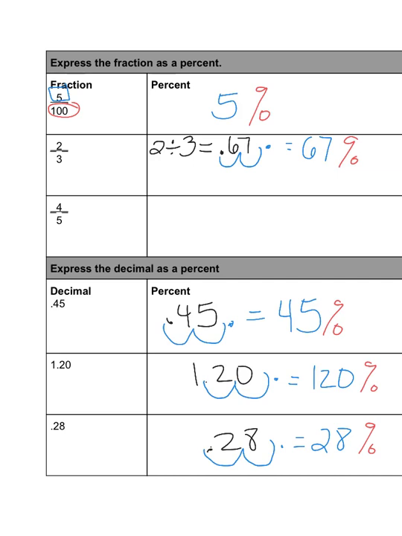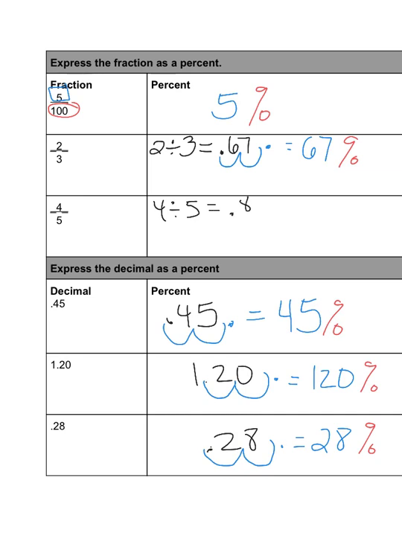Last one. Okay, again, I'm looking at this fraction, 4/5. 4 is my numerator, 5 is my denominator. So I'm going to do 4 divided by 5. It's very important if you're using a calculator that you type in the number 4 first. So we have 4 divided by 5, and that gives me an answer of 0.8.